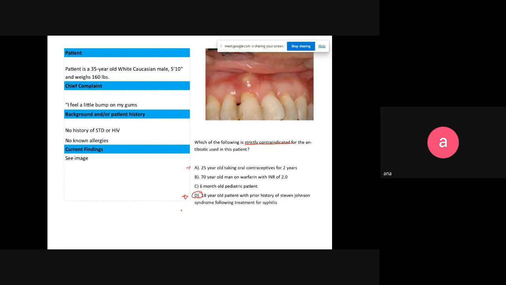Well, for choice A, I don't see any contraindication for use of contraceptive. Choice B, warfarin between 2 and 3 is normal. Choice C, you can use it in pediatrics, so it's choice D. Because if it's Stevens-Johnson after treatment for syphilis, so it's probably Bicillin or some kind of penicillin. They tend to have some kind of heart problem, I guess. So it is a chance that penicillin, they know for people with Stevens-Johnson.